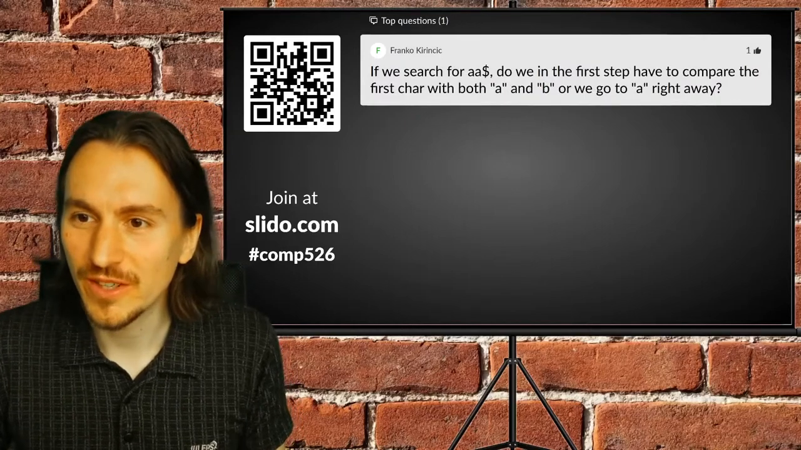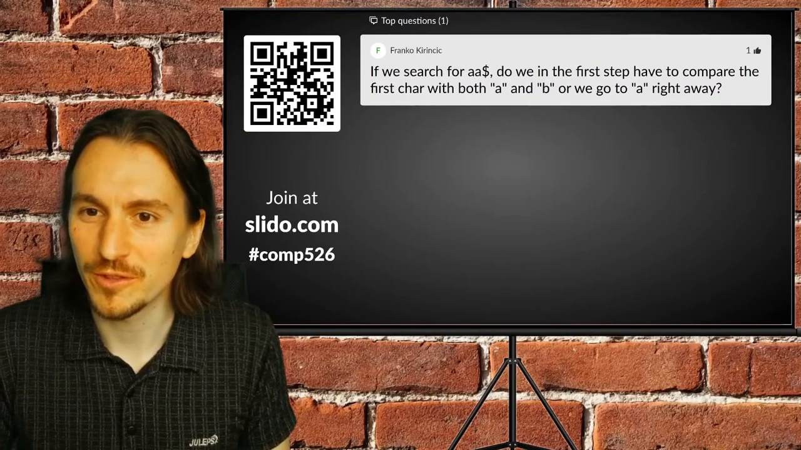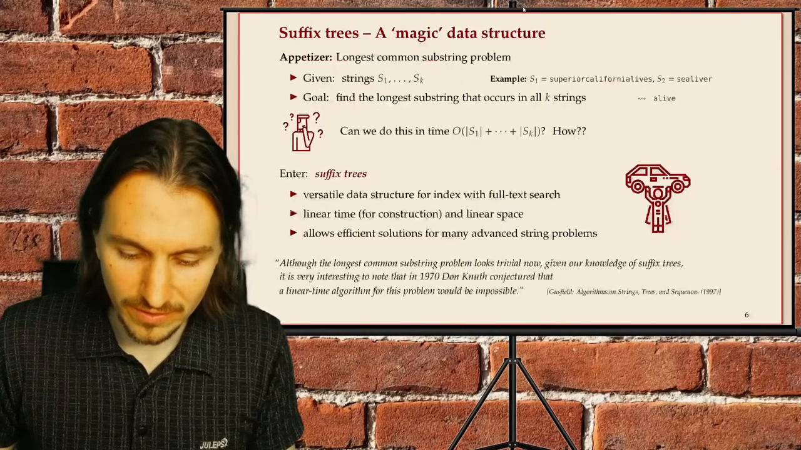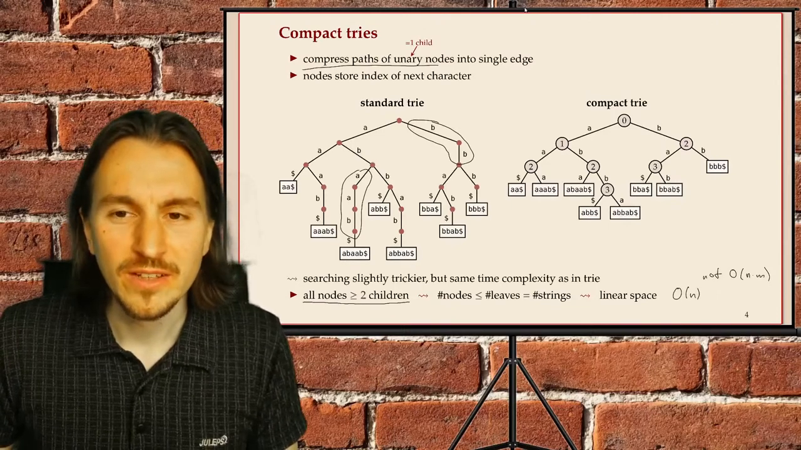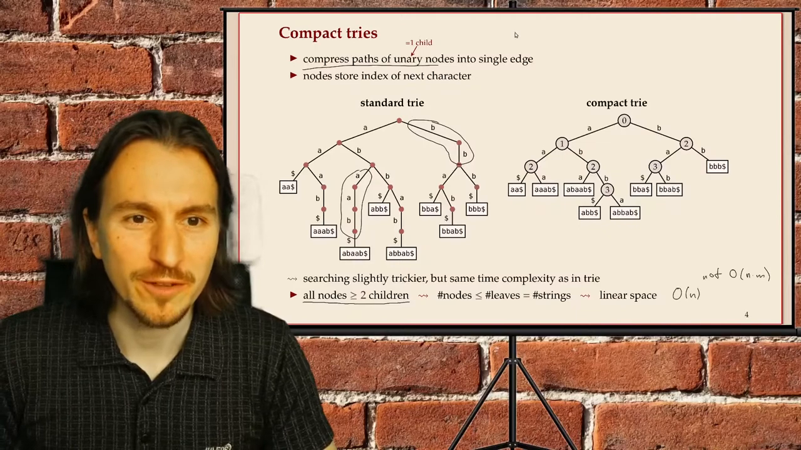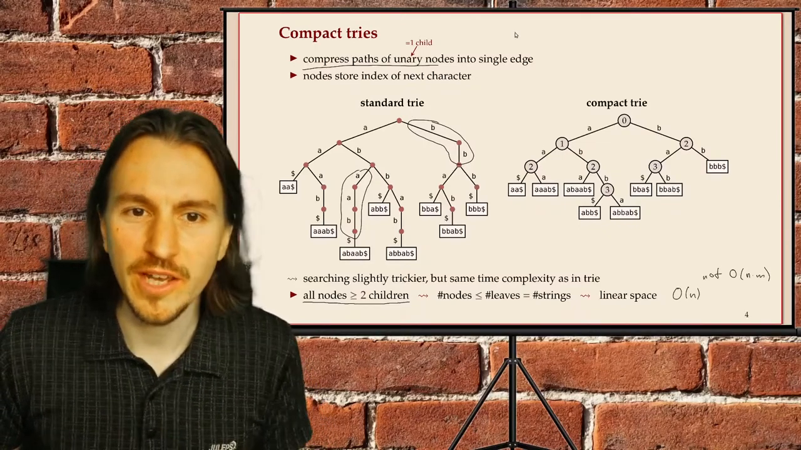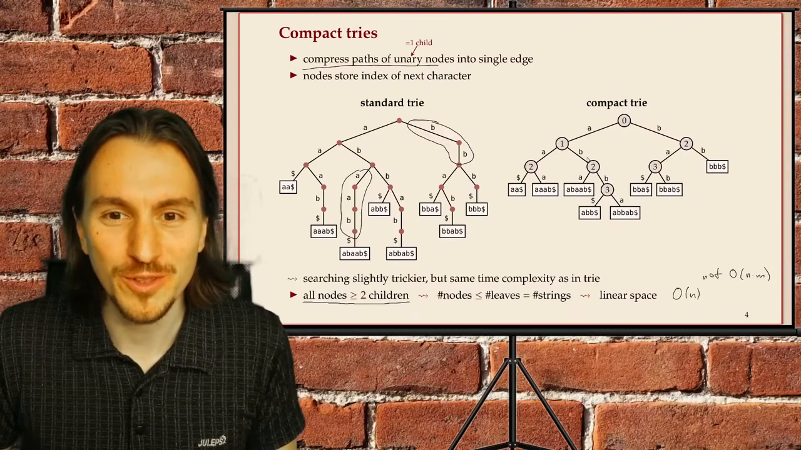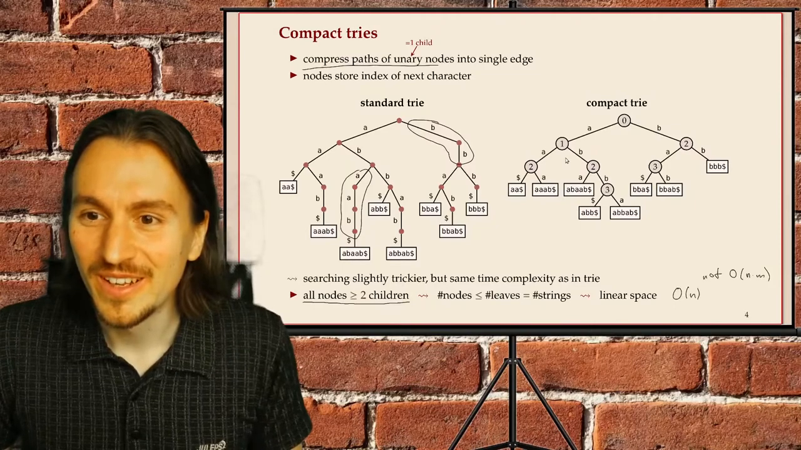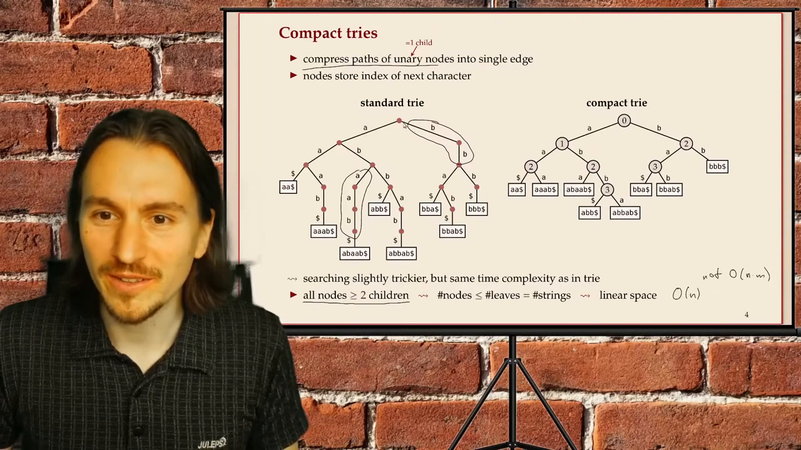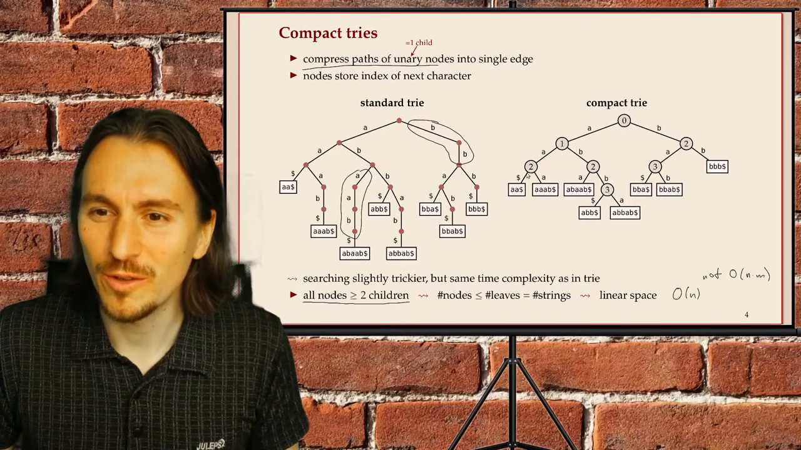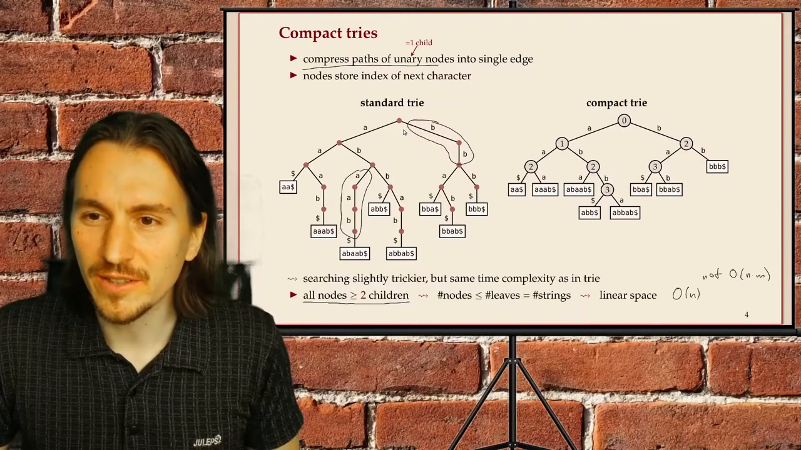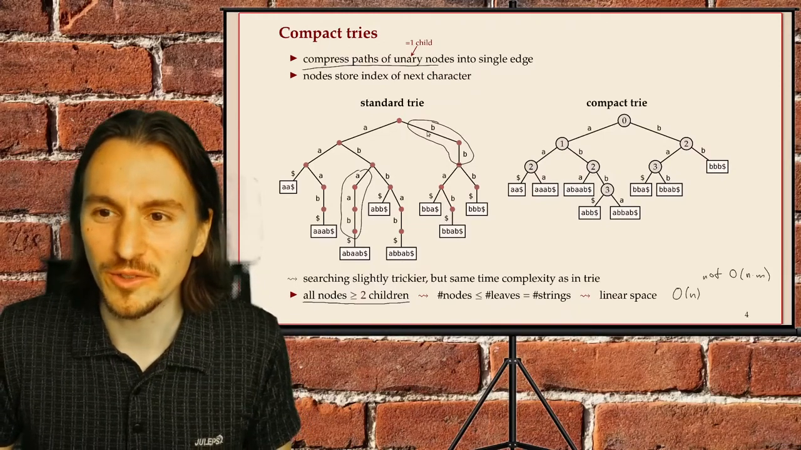The other question was, I suppose, about the earlier example for the tries. So let me go back a little bit on the slides to the try example. The question was, if we search for AA, do we in the first step have to compare the first character with both A and B, or do we go to A right away? If we search for AA dollar, in either of the tries, we have to follow the edges down. I see. The question might be, do we have to compare all these characters, or do we just jump in the right direction?